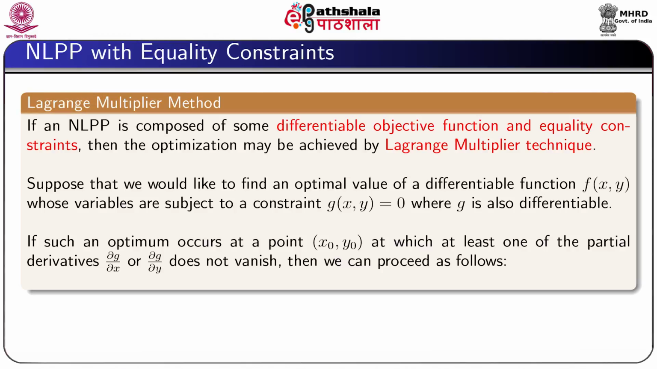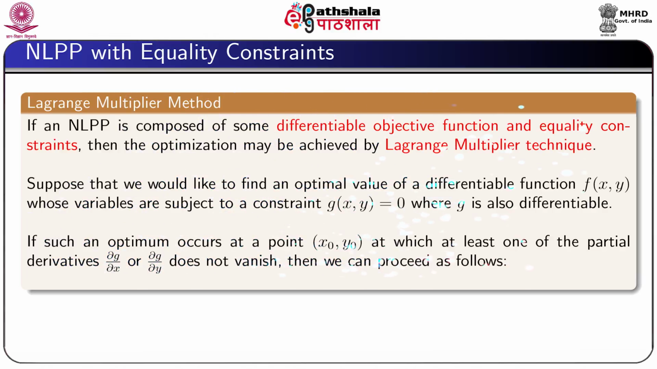If a nonlinear problem is composed of some differentiable objective function and equality constraints, then the optimization may be achieved by this method. Now, we shall develop this method for a function of two variables only. Later, we will generalize the arguments for any number of variables.